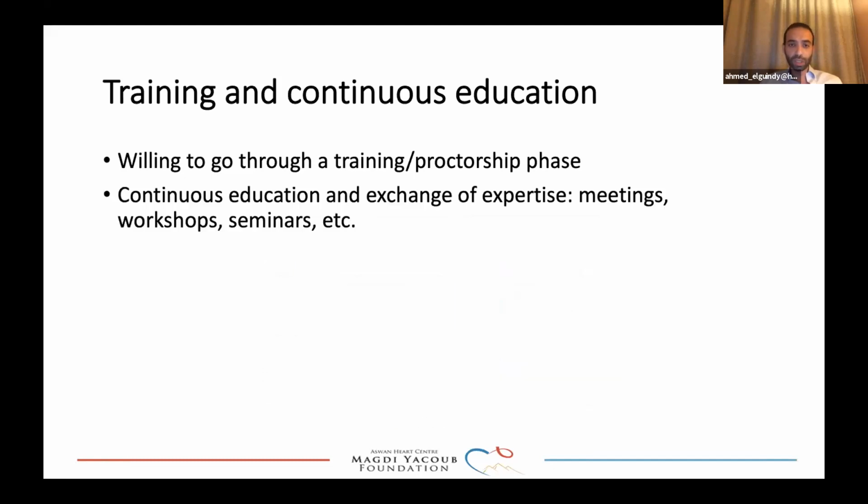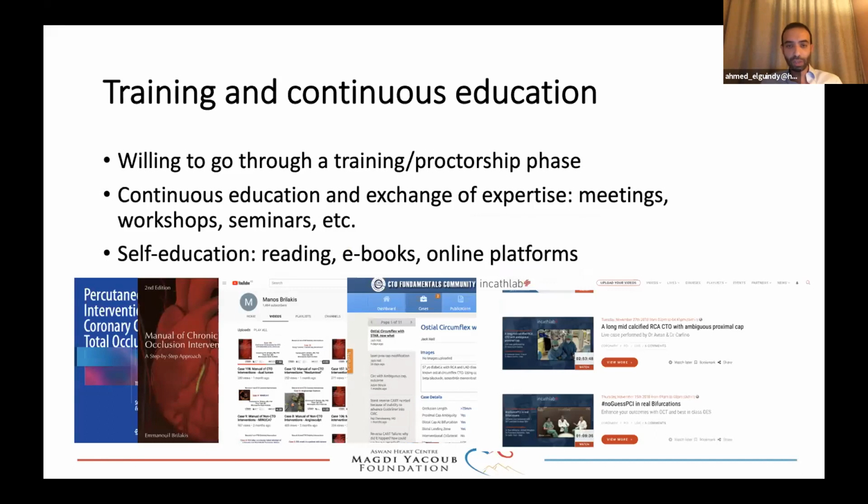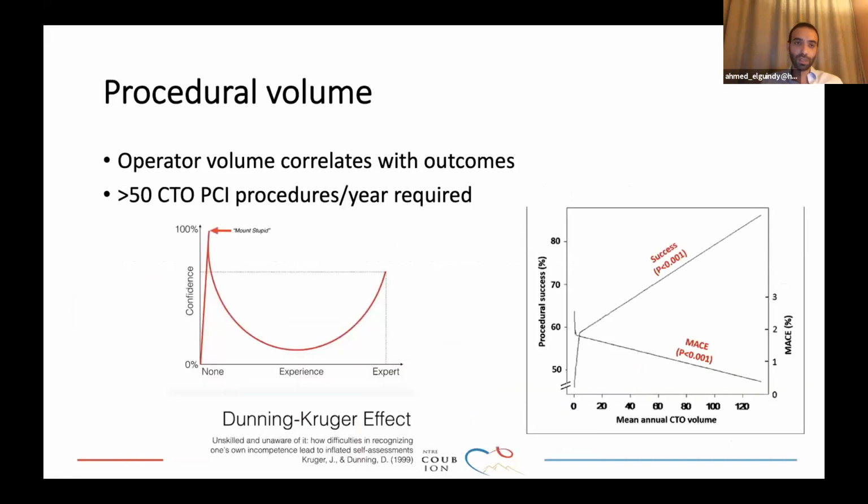So this is obviously a continuous process with exchange of expertise, meetings, workshops, seminars, webinars nowadays, but this is a very dynamic and active community with a lot of people in different regions of the world who are willing to step in and help out. We are lucky to be in an era where self-education is really at the tips of our fingers. So reading, ebooks, and online platforms are invaluable, extremely useful sources of information. And these are just a few examples of online books and YouTube channels and different communities that really address the entire spectrum of CTO PCI.